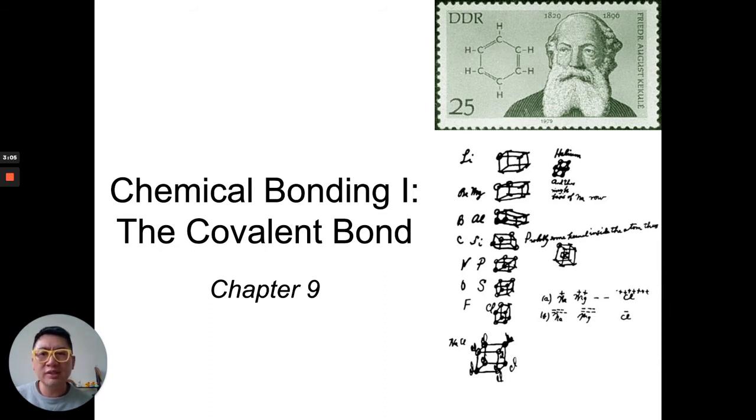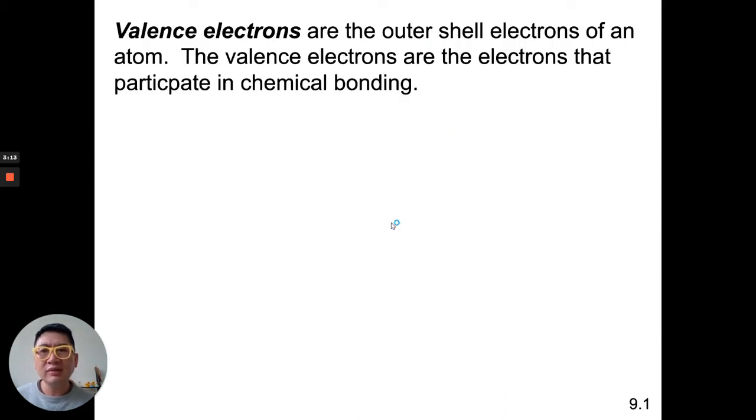Okay, Lewis dot structures. Before we get to Lewis dot structures, there are some terms we have to know. The first one: valence electrons. This came up in the last chapter. Valence electrons are the outer shell electrons in an atom. They are the electrons that participate in a chemical bond. So valence electrons are the outer electrons, and they're the ones that are bonding.